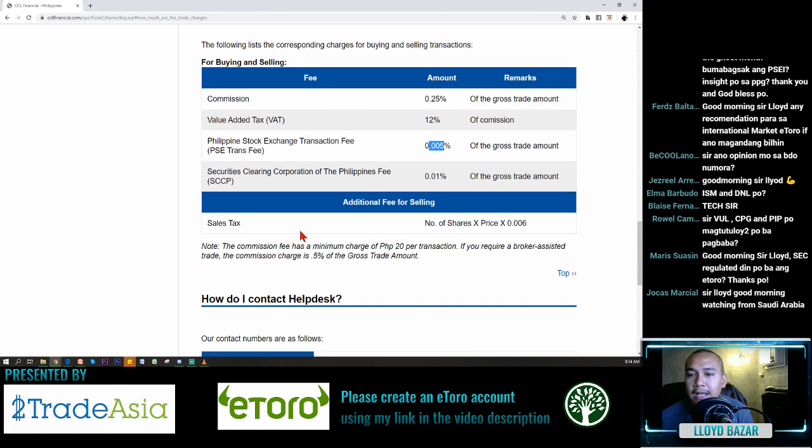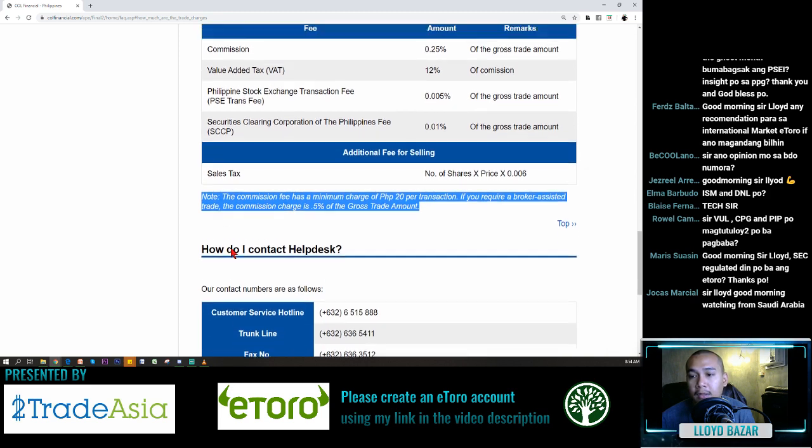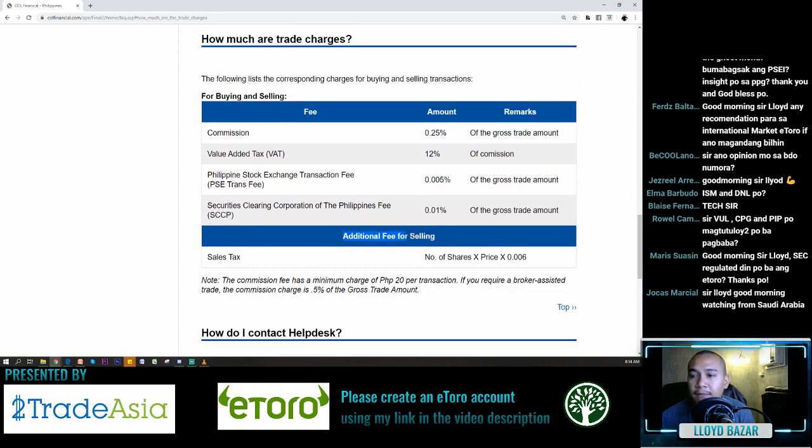And then pag selling, note, commission fee, charge, amount, transaction. If you require broker assisted, mas malaki pa if sila brokers ang pabibilhin mo. Okay? Yeah, additional fee for selling. So, this one, and then may selling pa na sales tax, additional of 0.006. So, hands down, mas mura po si eToro. Sa commission pa lang. Commission alone, wala na.